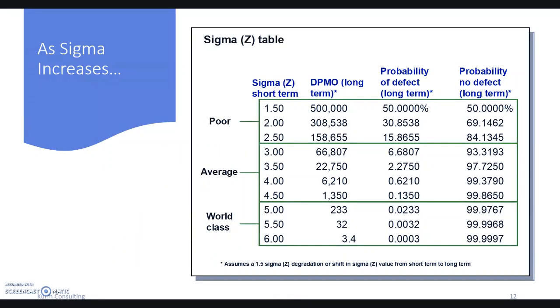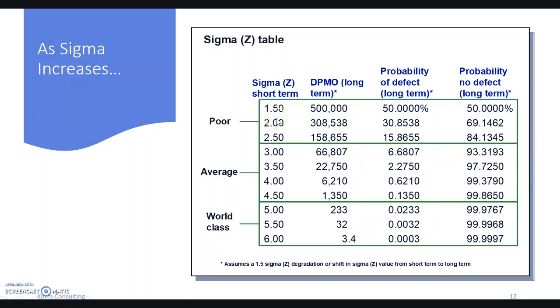Okay, so here's a couple of things to keep in mind. If you look at a sigma Z metric of, say, 1.5, so if you have a process that's 1.5 sigma, that gives you a DPMO, defects per million opportunities, of 500,000, which basically means 50% of the time you're making a defect. Okay.